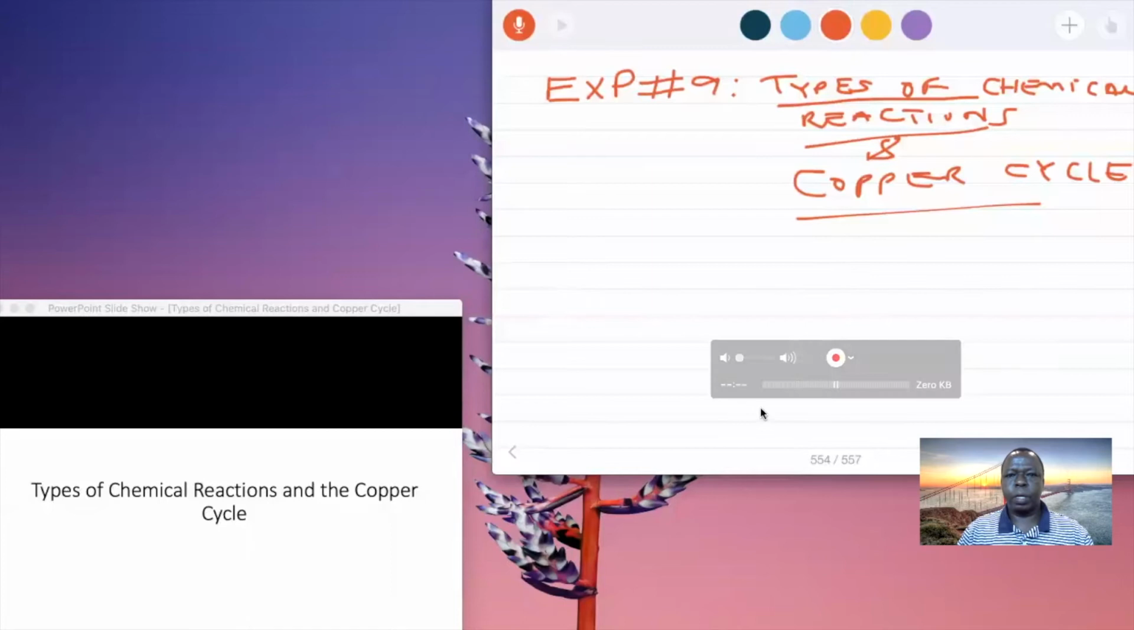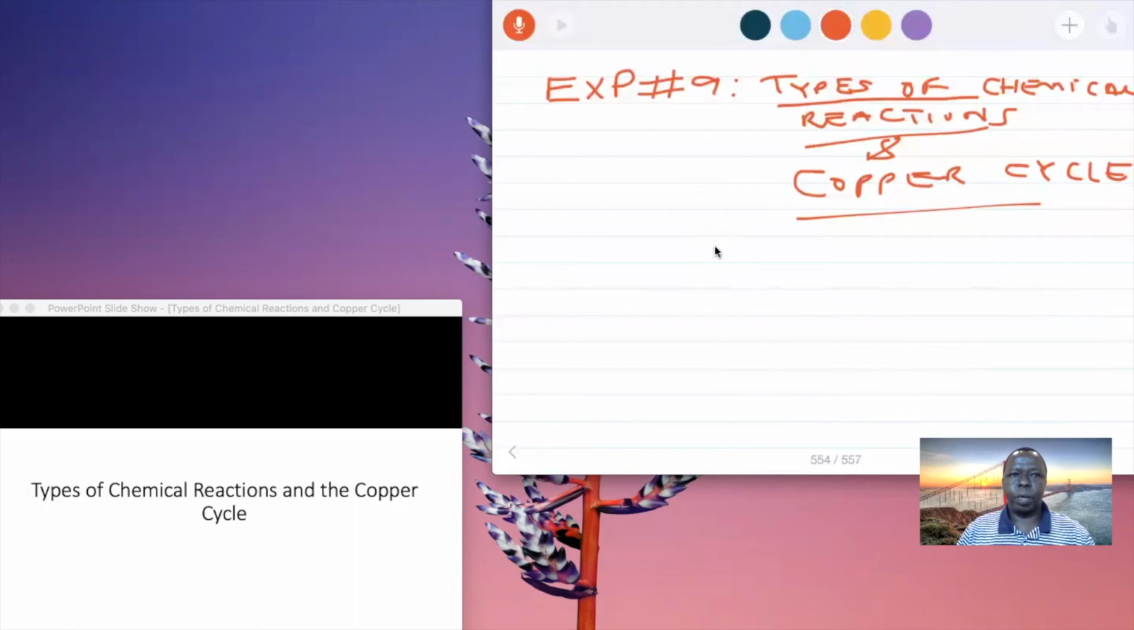Let me just start by sharing the screen and walk you through the calculation on the data sheet and where to get the material in order to successfully complete the data sheet. For now, I'm just going to share my screen, and you see I do have the PowerPoint slides and my whiteboard: experiment number 9, types of chemical reactions and copper cycle.